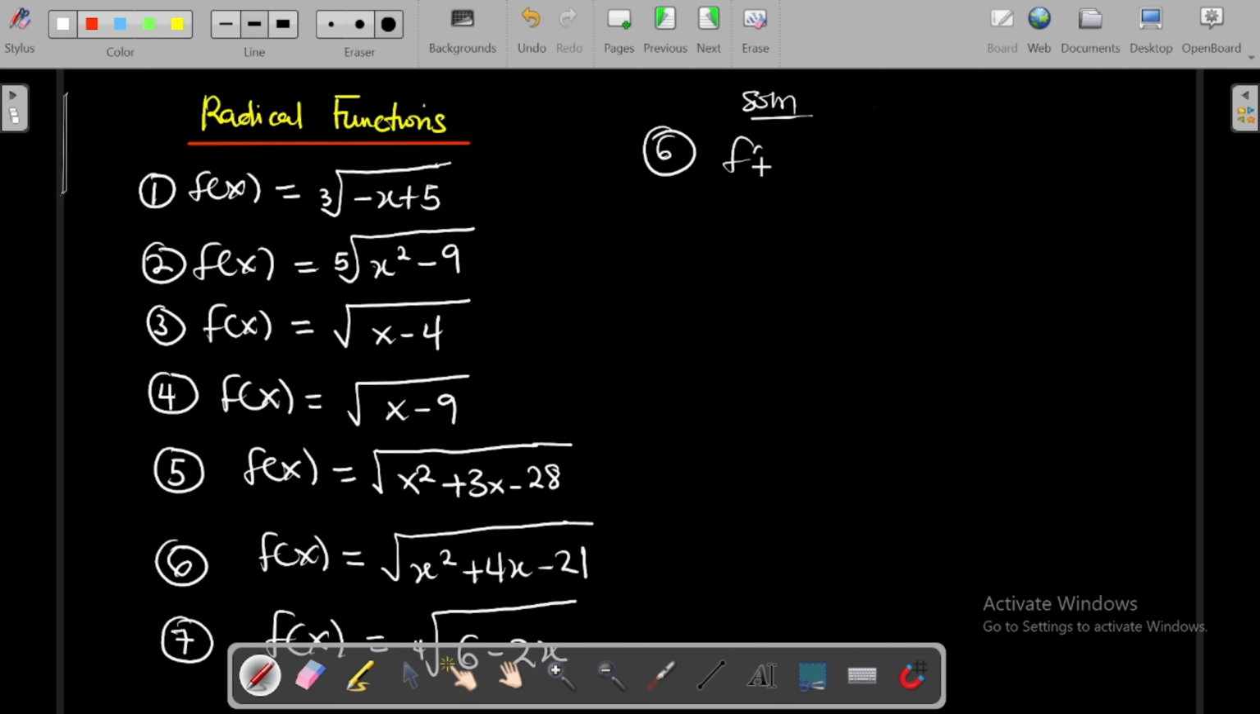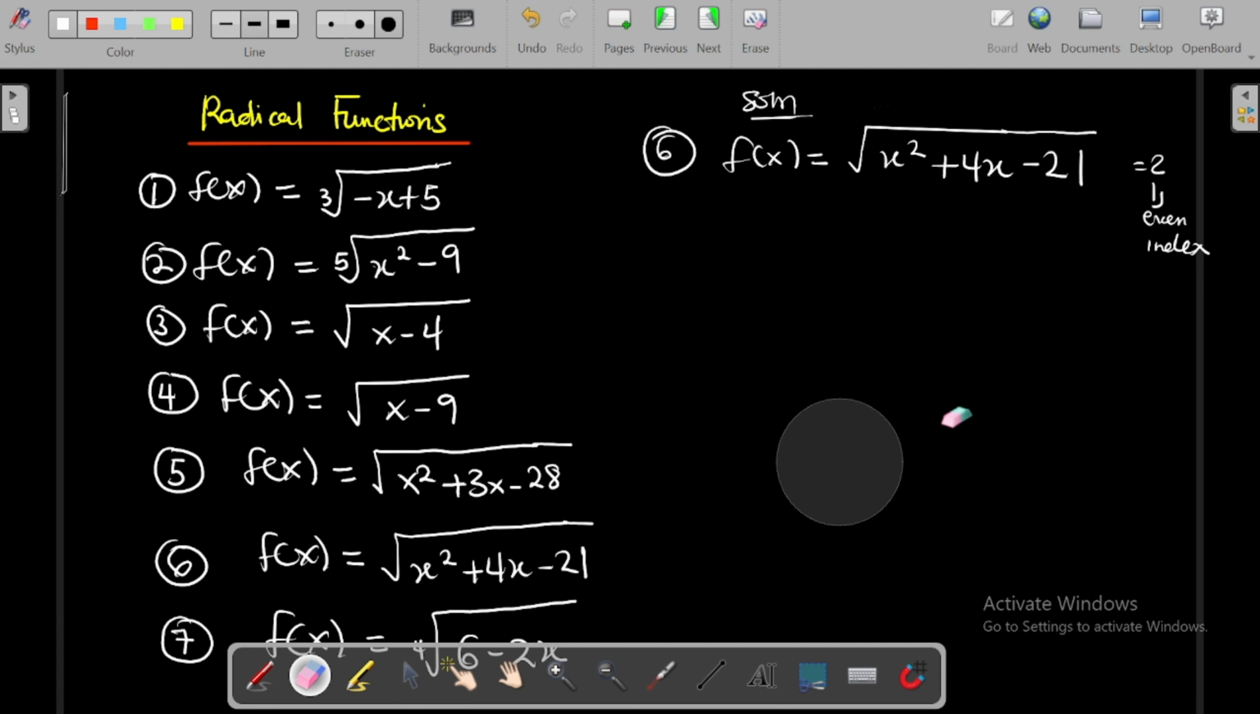The sixth question is f of x is equal to the square root of x squared plus 4x minus 21. How do we solve this? This is a radical function. The radical function is a square root, which means the index is 2. And you know that since the index is 2, it is an even index.